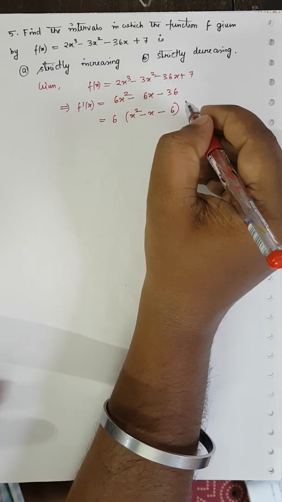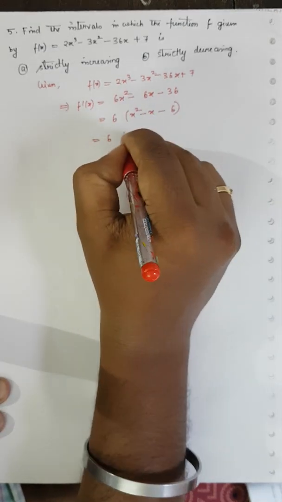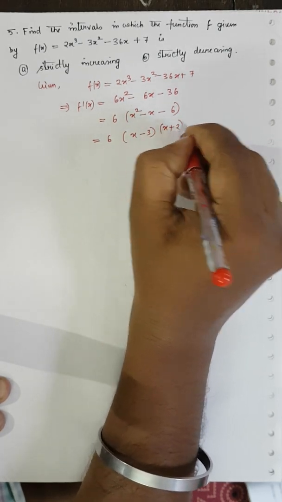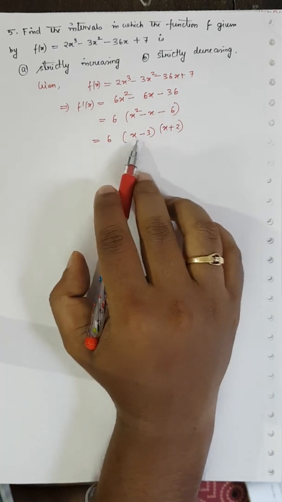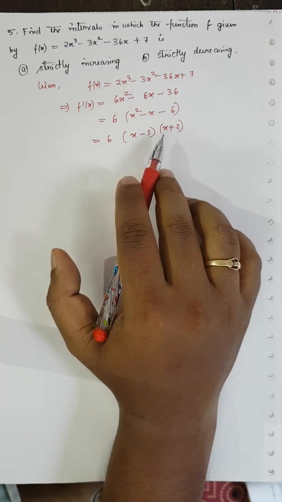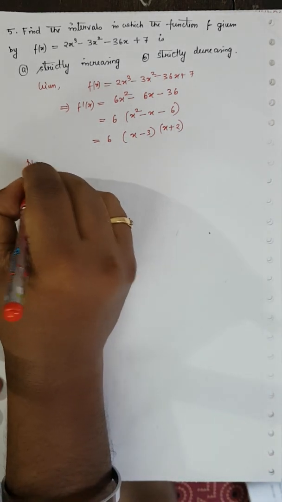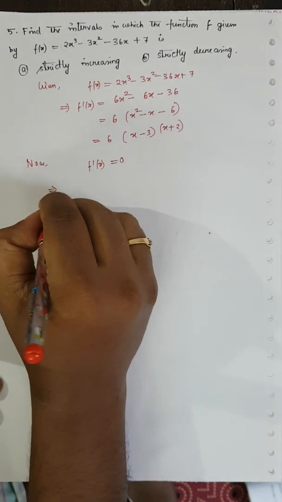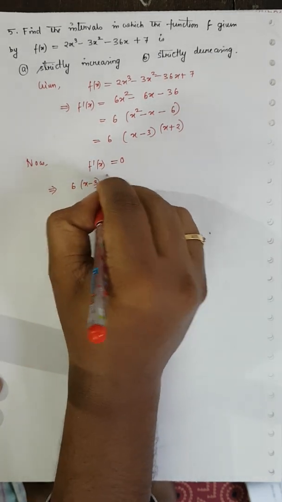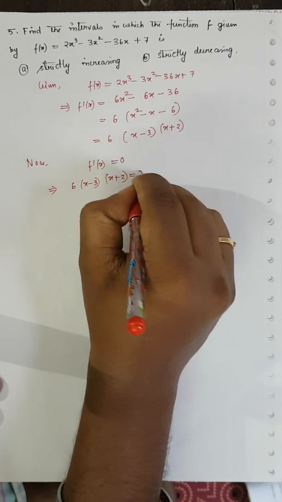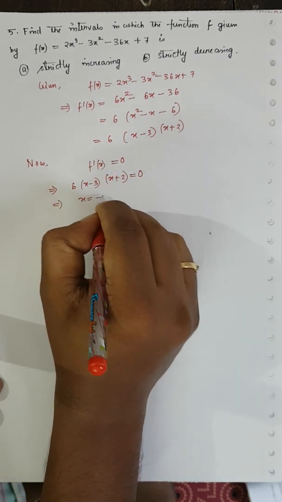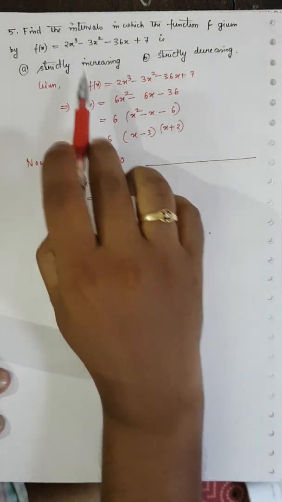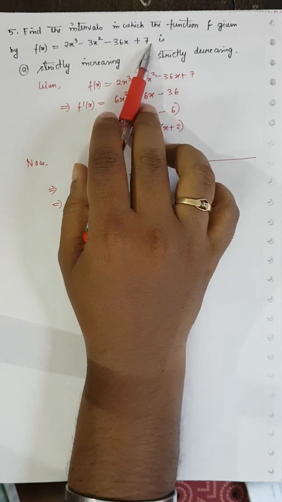Now you need to factorize this. If you factorize this, you will get x minus 3 into x plus 2. Now equate f dash x to 0. It implies 6 into x minus 3 into x plus 2 is equal to 0. Therefore x equal to minus 2 and 3. You can clearly see for polynomial functions their domain is real numbers.